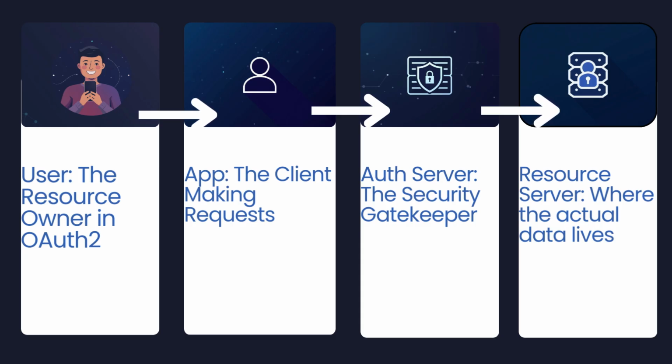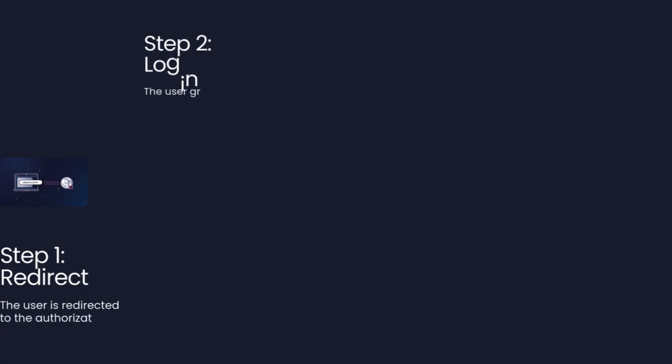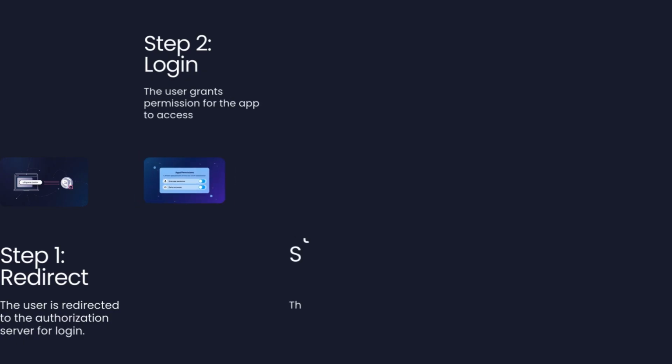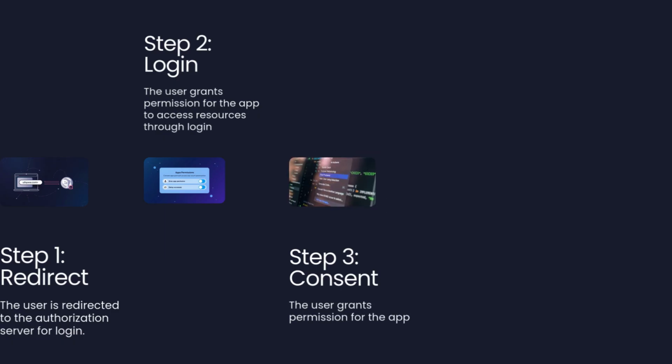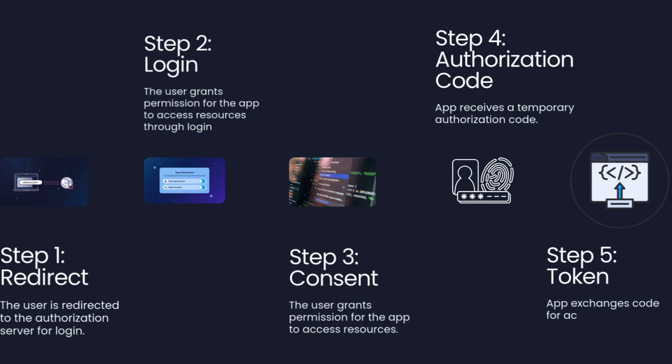Now let's understand the OAuth2 flow at a high level. First, the application redirects the user to the authorization server, such as Google. The user logs in using their Google account. After login, the user is shown a consent screen. This screen clearly lists what permissions the app is requesting. If the user approves, the authorization server sends back an authorization code to the application. This authorization code is temporary and short-lived.